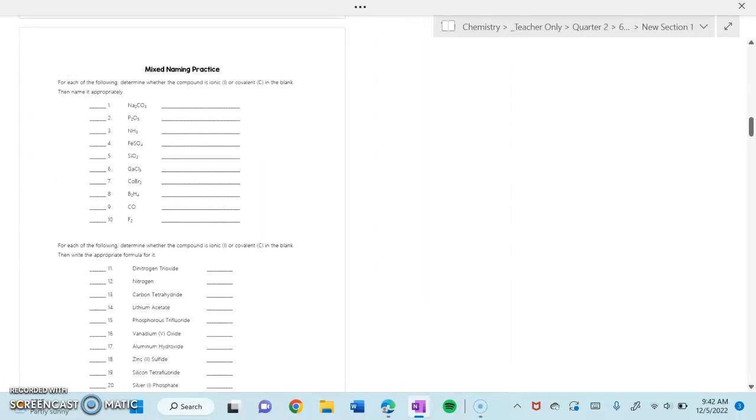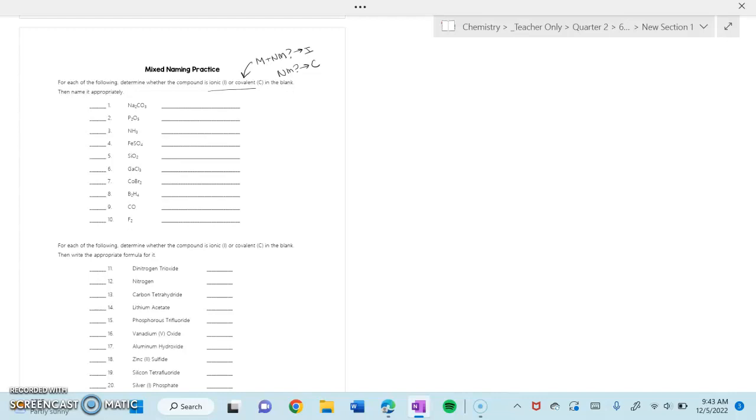On the practice sheet, you'll first determine if it's ionic or covalent for 1 through 10 in these blanks. And the best way to do that is to find out, is it a metal and a non-metal? That's ionic. Or is it all non-metals? That's covalent. So look at the elements. The only ones that are kind of tricky are polyatomic ions. When you see polyatomic ions, sometimes they look like they're all nonmetals, because they are.